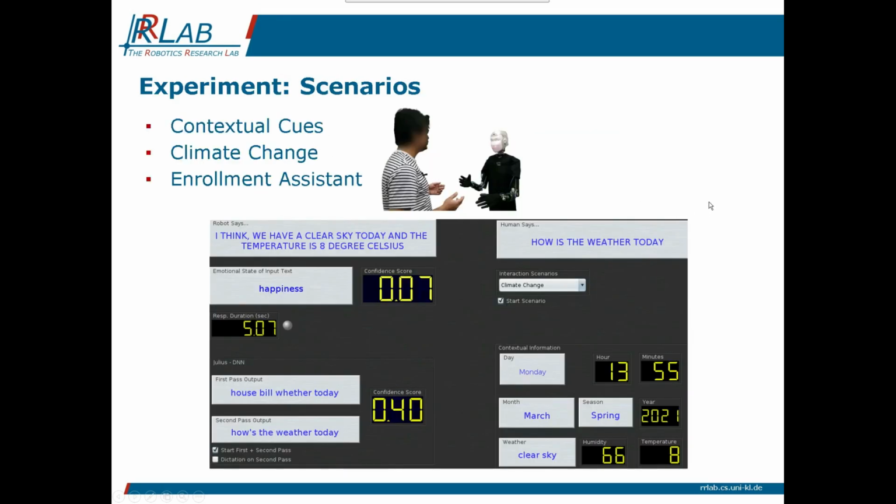We conducted several experiments in various scenarios. This is an instance of conversation. The graphical user interface here depicts the data flow. The utterance of the interlocutor is captured by a wireless microphone, which converts the speech into this text: how is the weather today, and the chatbot responds, I think we have a clear sky today and the temperature is 8 degrees Celsius. Here the clear sky is coming from the contextual information module, and 8 degrees also from the temperature. We also get an emotional state which is found to be happiness, and based on this sentiment level the robot shows a facial expression and a gesture.